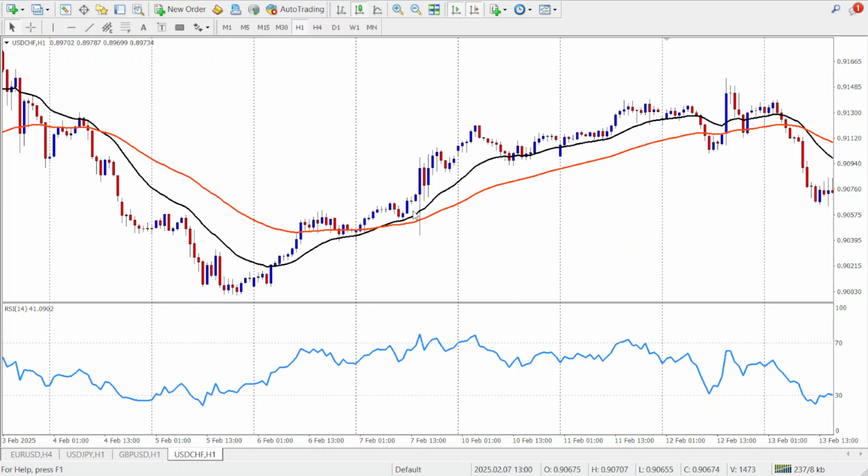Then you look for pullbacks. Don't just trade any crossover. You can wait for a pullback after the crossover to enter at a better price. For instance, if the price crosses above the 55 MA, you could wait for a small dip or retracement to enter at a more favorable level.